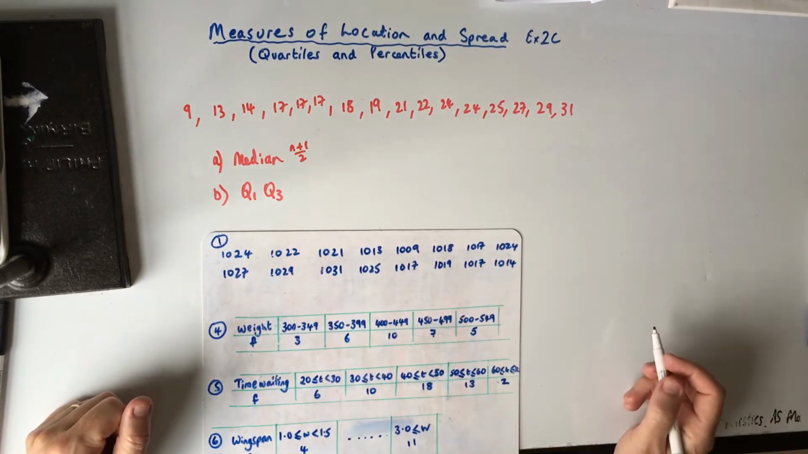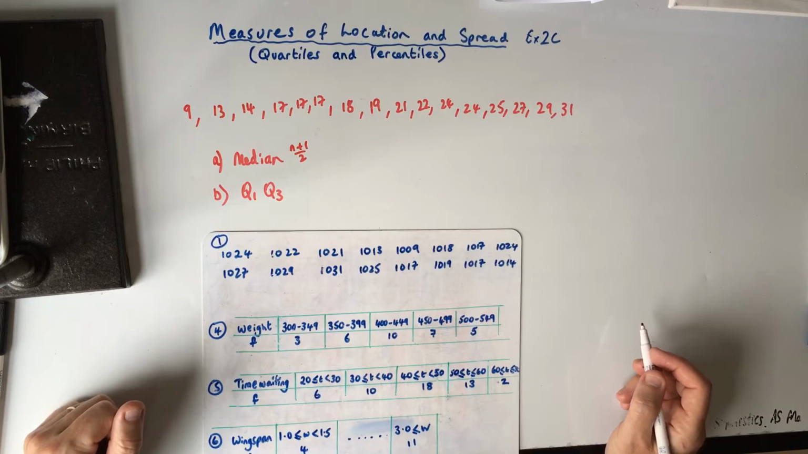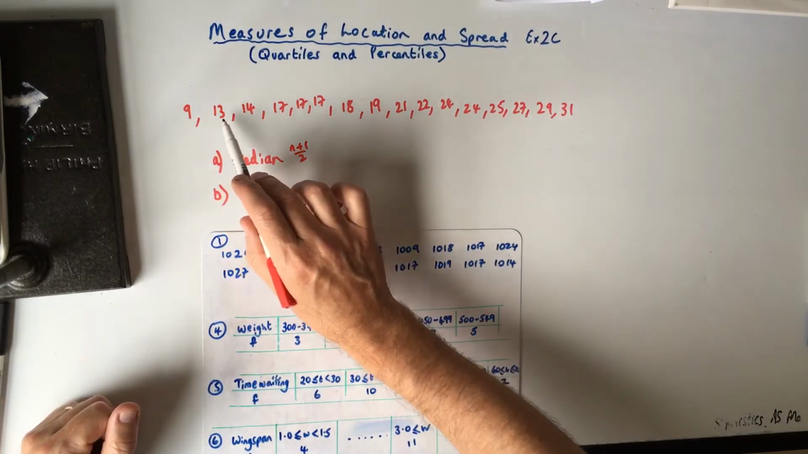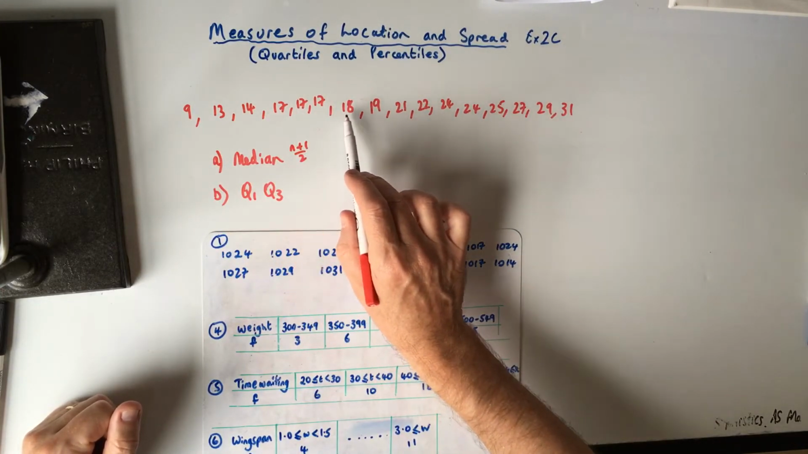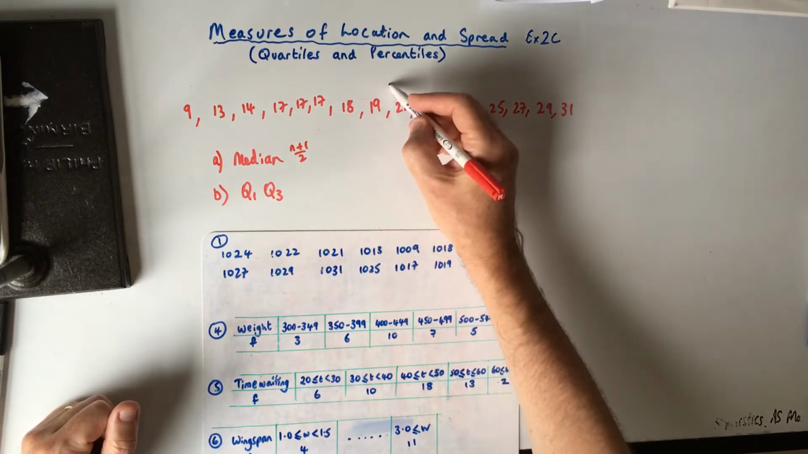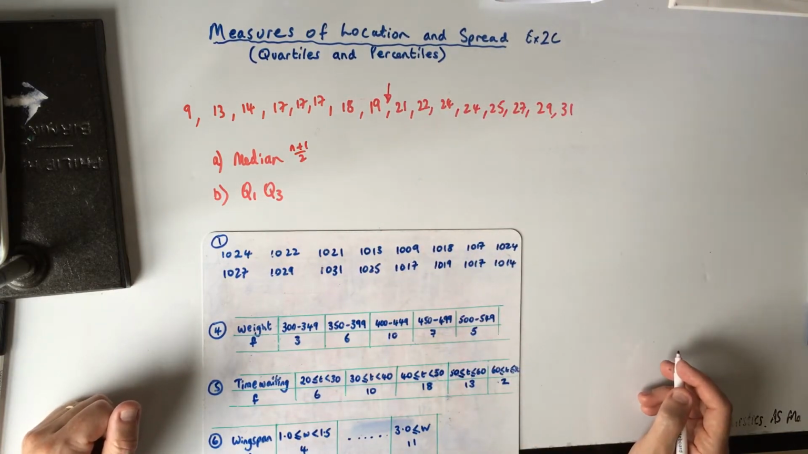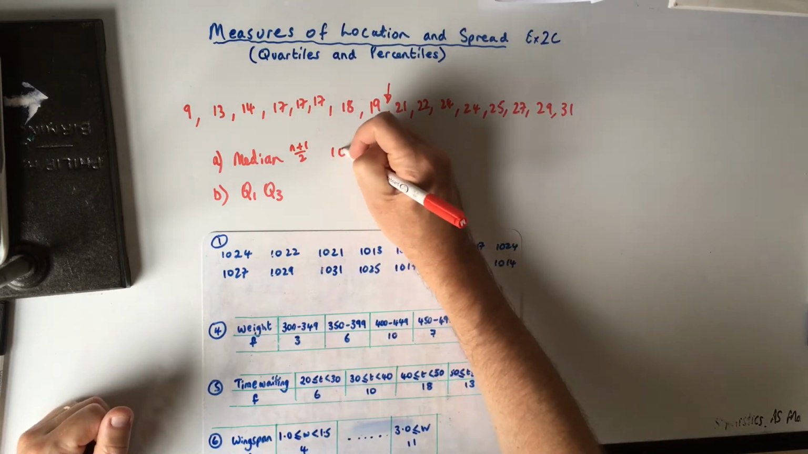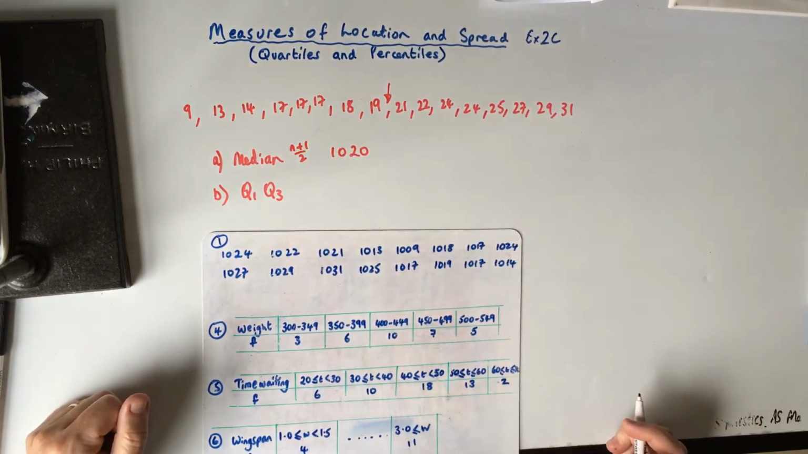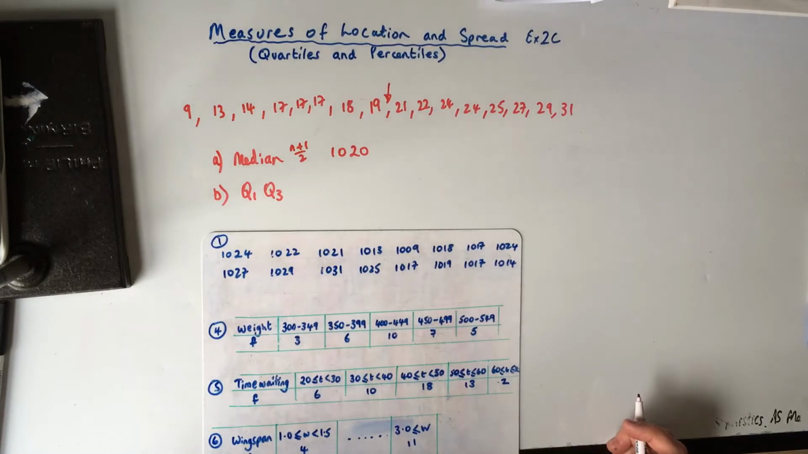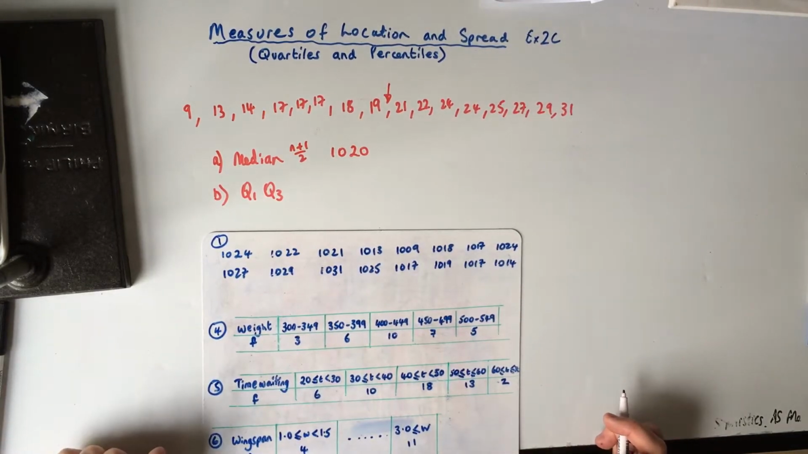16 add 1 is 17. Half of 17 is 8.5. So 1, 2, 3, 4, 5, 6, 7, 8.5 is halfway between 19 and 21, which is 20. But remember, don't do that, I'll make that mistake on the exam and put 20. It's 1,020, isn't it?